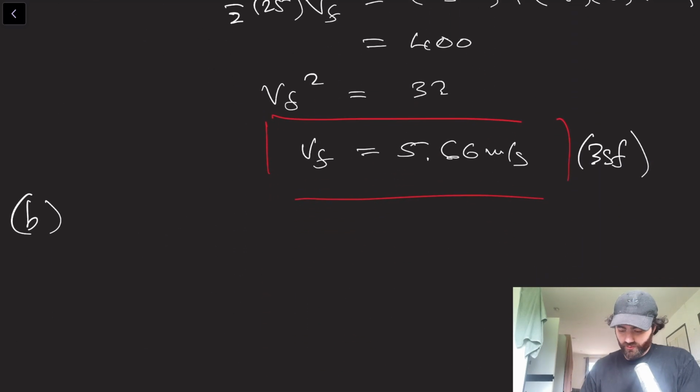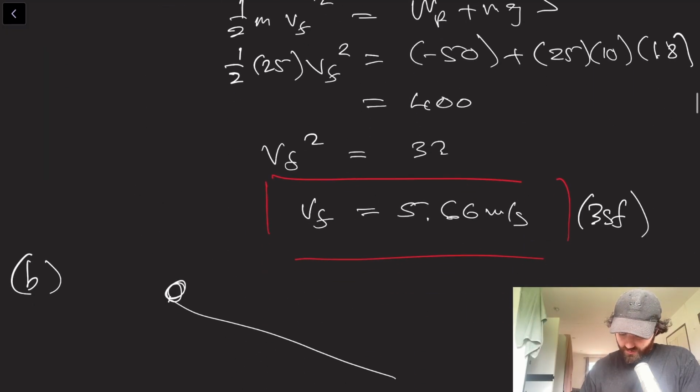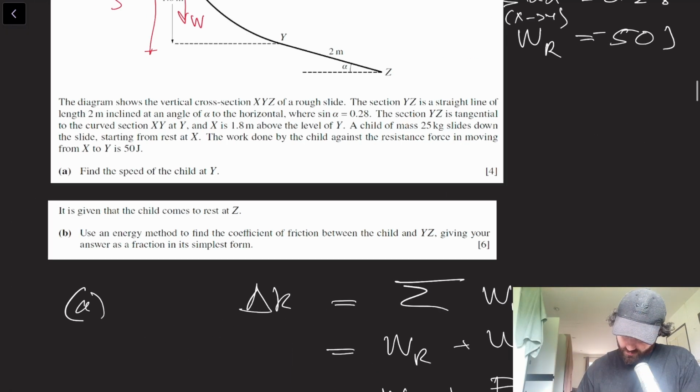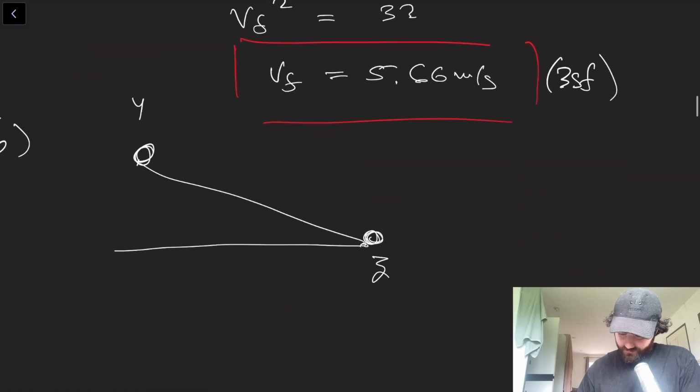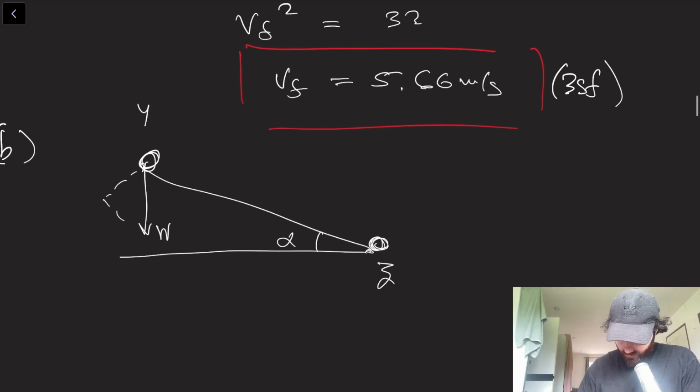Okay, let's just draw the situation. So we have this child, this is at Y. He's moving down this plane, and he comes to rest at Z. Is that what it says? The child comes to rest at Z. Okay, so then, this is alpha. This is the weight of the child. So this thing here would be alpha. We call this WX and WY.